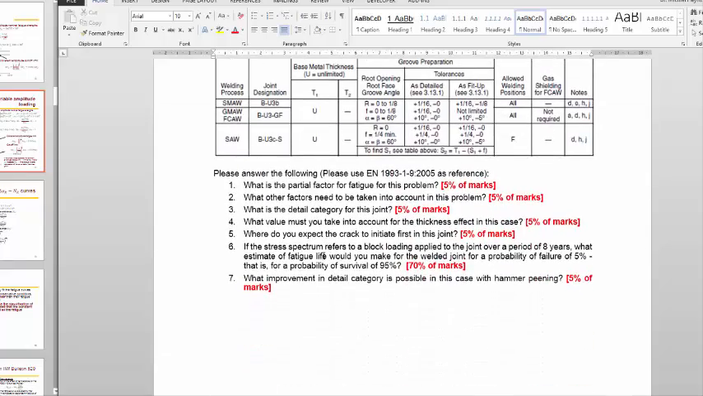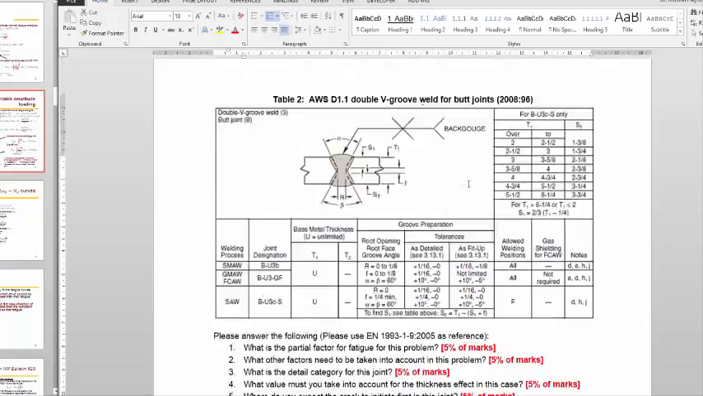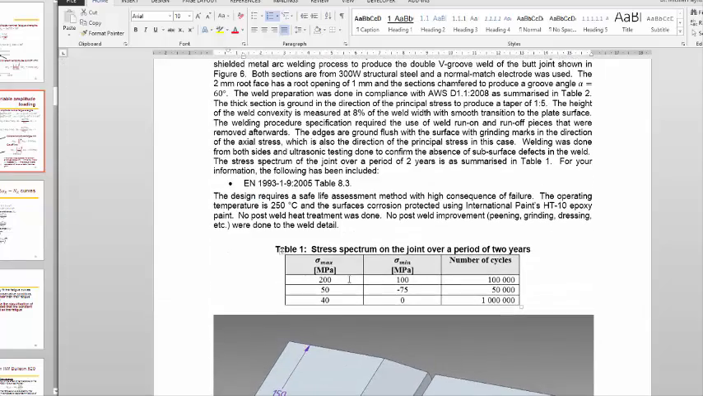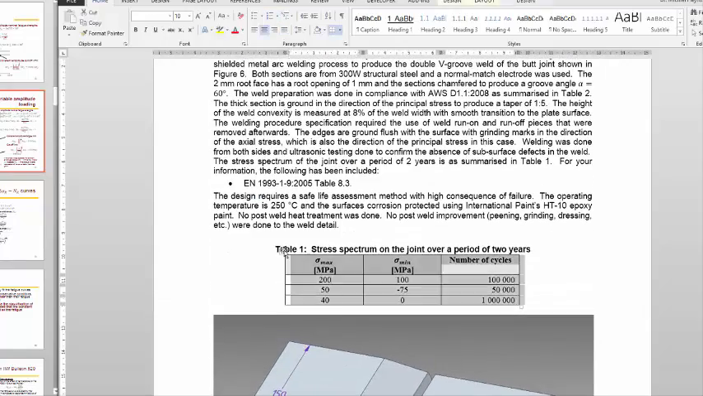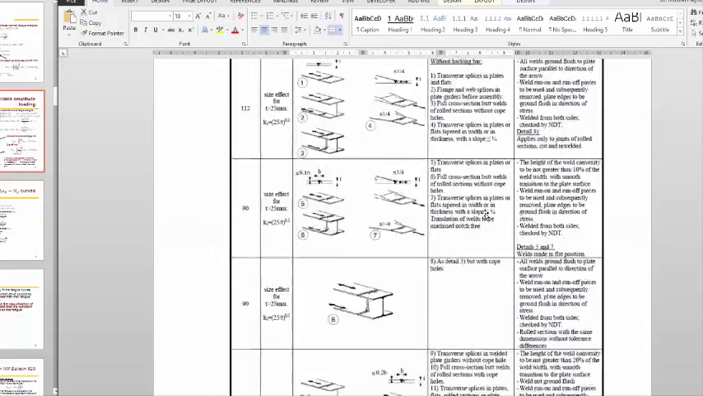The question now is, if the stress spectrum refers to a block loading applied to the joint over 8 years, what estimated fatigue life would you make for the welded joint for a probability of failure of 5%? That is probability of survival of 95%. Now let's just copy this table down, because then I don't need to have a page up and down, and we want to do damage calculation on that.